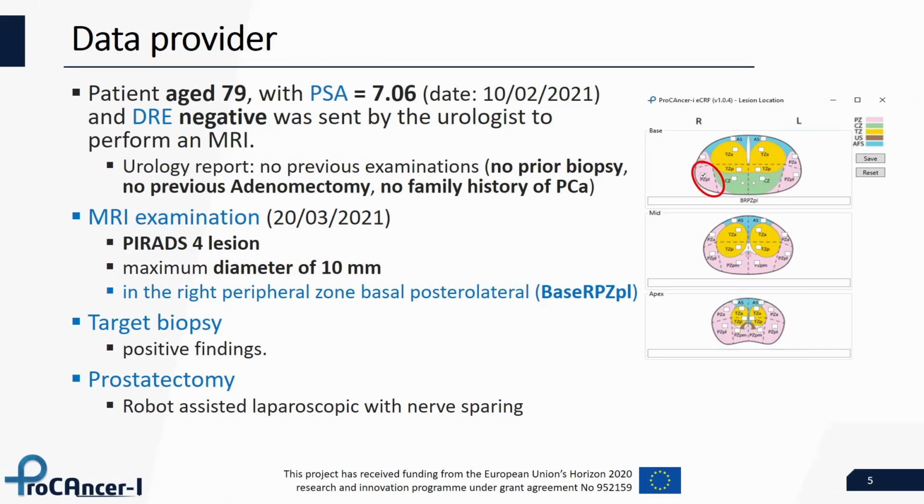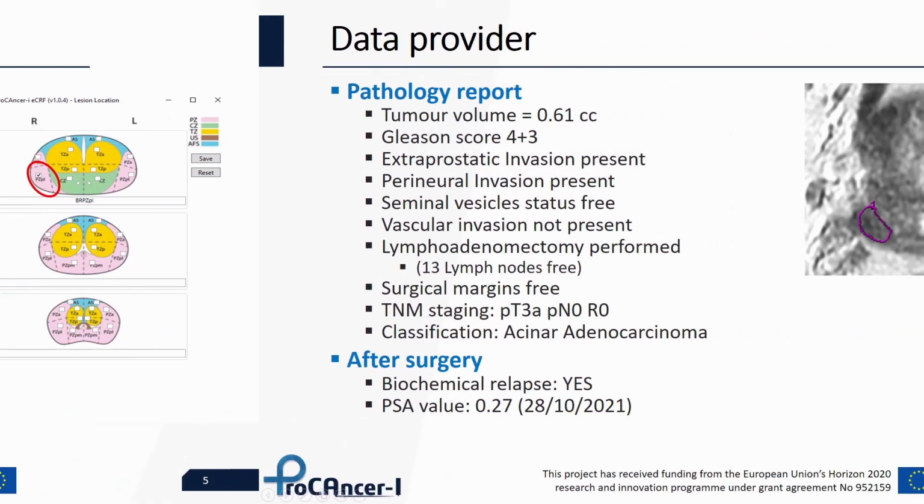Let's suppose we have a patient who is 79 years old with a high PSA value and a negative digital rectal examination that was sent by the urologist to perform an MRI. The MRI revealed a PI-RADS 4 lesion with a maximum diameter of 10 mm in the right peripheral zone, basal posterolateral. The patient underwent biopsy, and because of positive findings, he was referred to perform a prostatectomy.